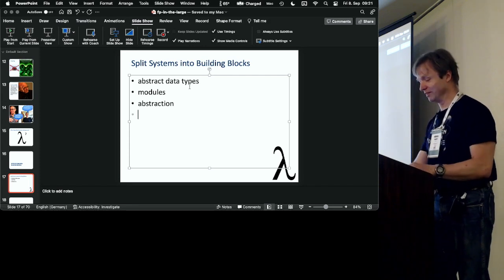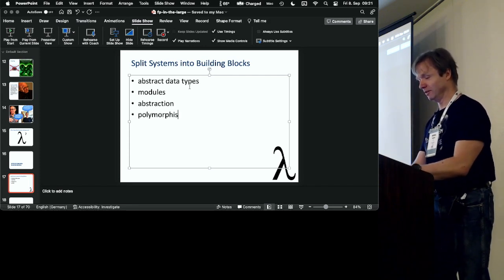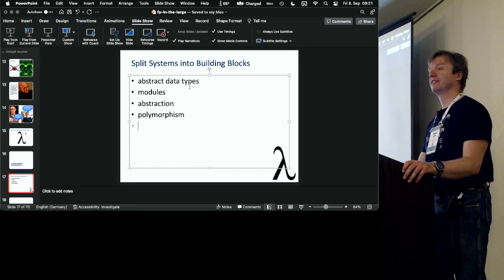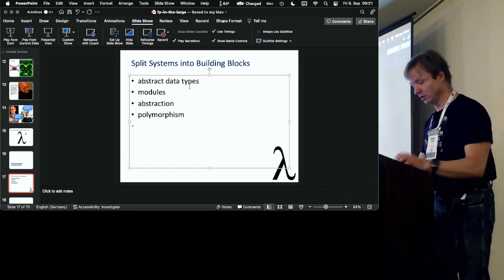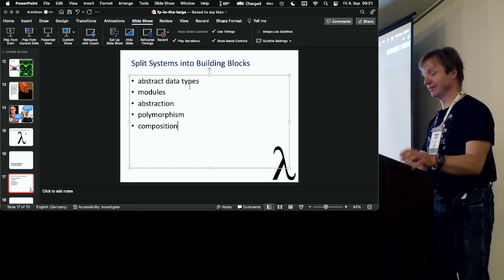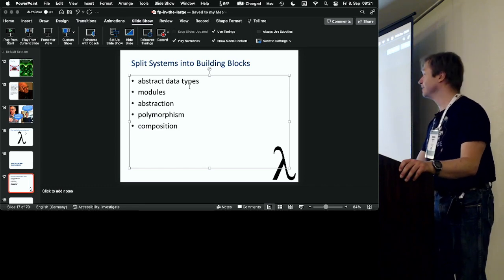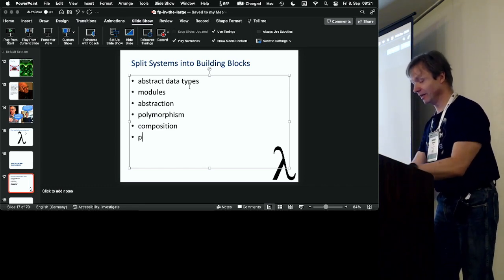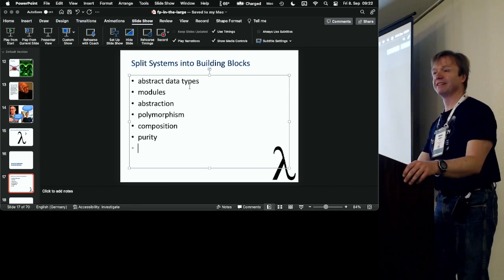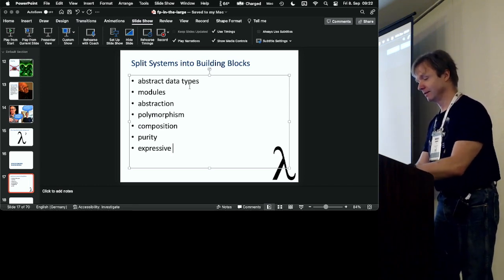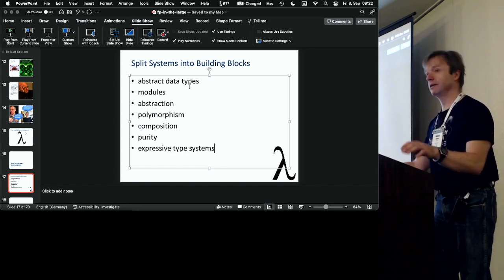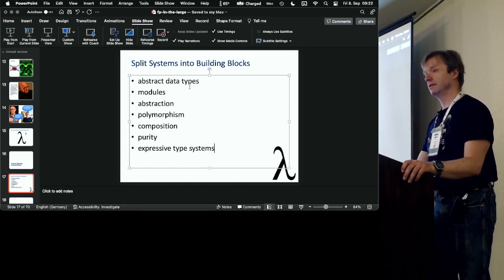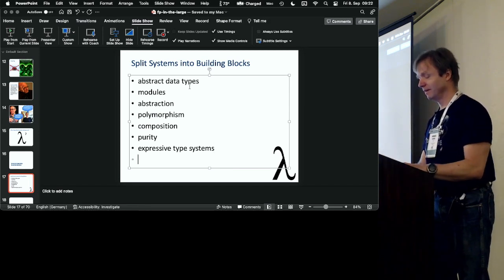Polymorphism. Okay, the strongly typed programmer here. Thinking about composition. Okay. Great, it's a great list. It's coming along. Purity. Okay, good. So expressive type systems generally, because you describe how you use a building block and have the compiler track it. Very good. Separation of concerns.